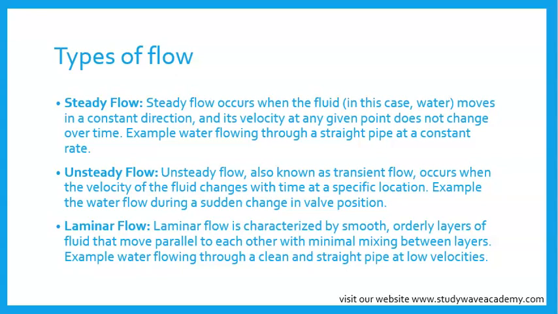Good. Unsteady flow, also known as transient flow, occurs when the velocity of the fluid changes with time at a specific location. Example, the water flowing during a sudden change in valve position. Unsteady flow, water speed changes over time. Okay? Like when you suddenly open a faucet. Do you understand? Turning the faucet on and off, causing the water flow to change.